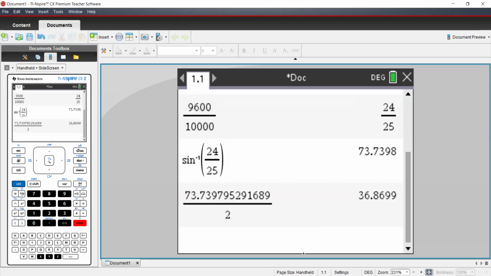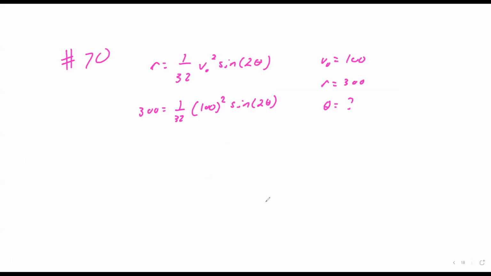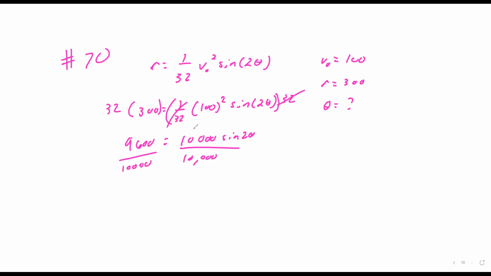So again, I'll show you on the whiteboard what I did to get those answers. So I first multiplied by 32. That got rid of that. And then I think that was 9,600. Then this right here, I squared it, so that gave me 10,000. So then I divide it by 10,000. This gave me a nice number of 24 over 25 equals sine 2 theta.